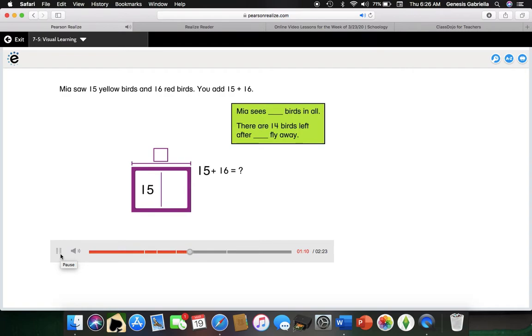Mia saw 15 yellow birds and 16 red birds. You add 15 plus 16. Use compensation by adding 5 to 15 and subtracting 5 from 16. 20 plus 11 equals 31. Mia saw 31 birds in all.